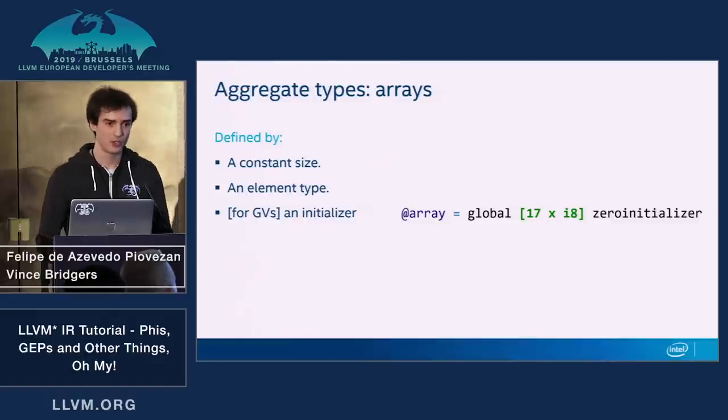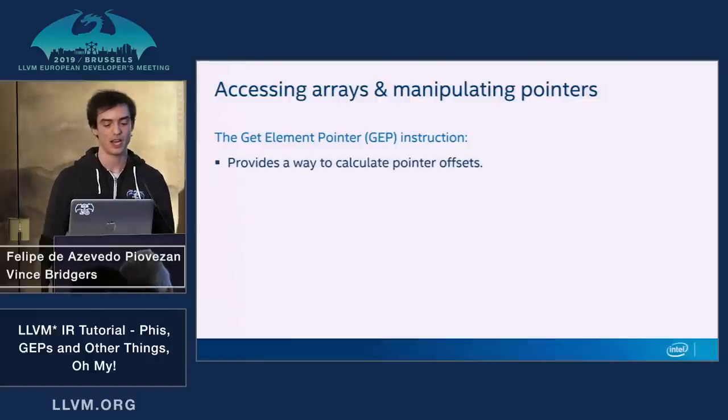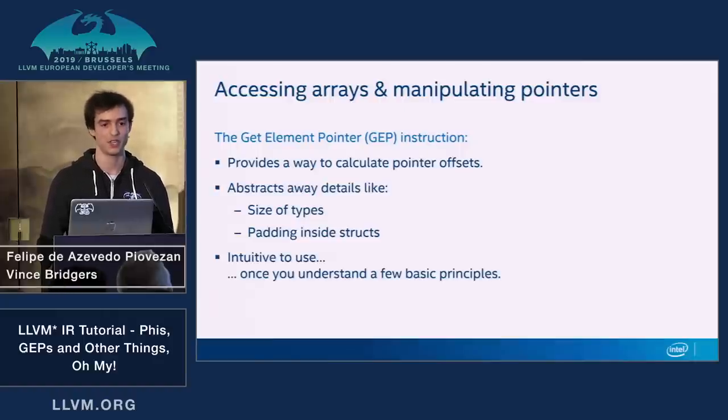Once you have arrays, you can't do much with them unless you can index specific elements of those arrays. And this is where the infamous get element pointer instruction comes into play. They're supposed to make our lives easier by giving a way to calculate pointer offsets, but abstracting away some details you don't want to think about, like is there padding inside a struct, or what is the size of those types. So the goal here is we want to reason about indices inside an aggregate type rather than about specific byte offsets in that type. So it should be intuitive to use once you understand a few basic principles, and that's what we're going to cover.